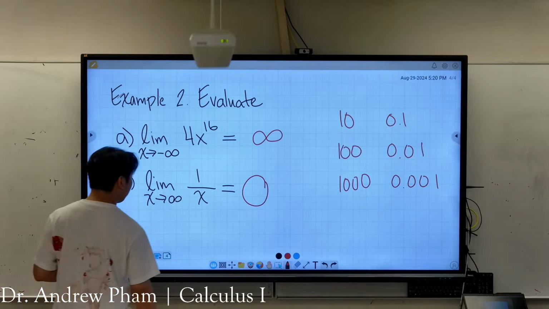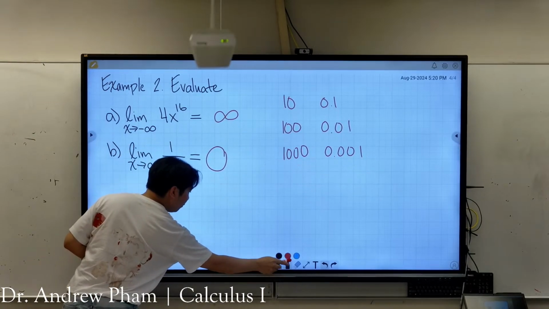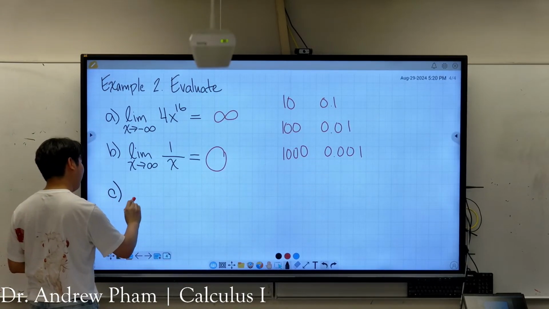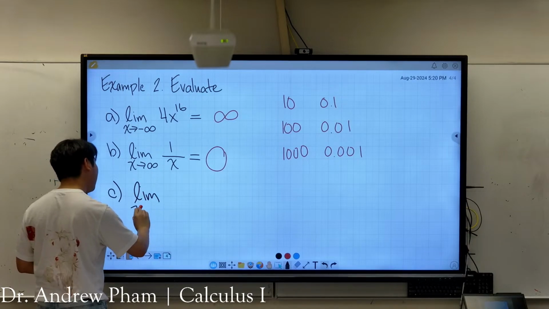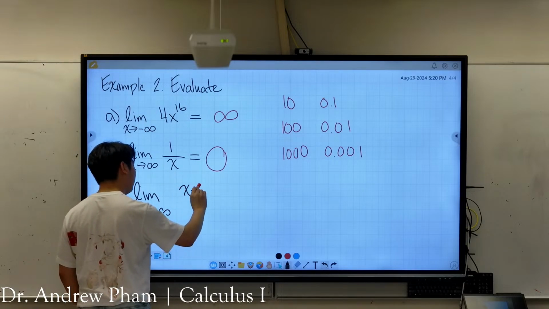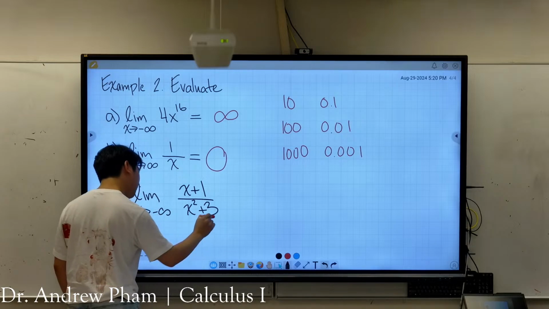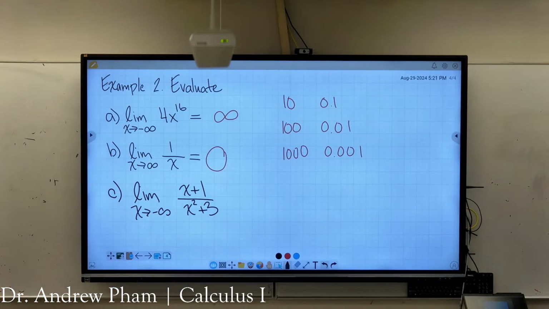What if I had something like this, though? Let's be even broader. Part C. What if I had the limit as x goes to negative infinity of, let's do x plus 1 over x squared plus 3. This one's definitely not as clear, per se. I'm definitely dividing by some x's. But I want you to think about long-term behavior.